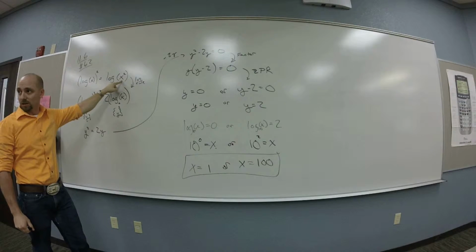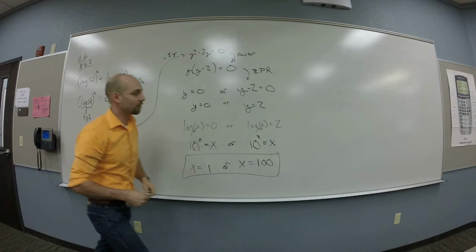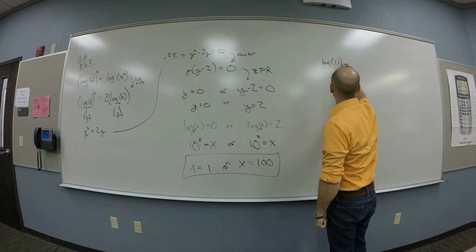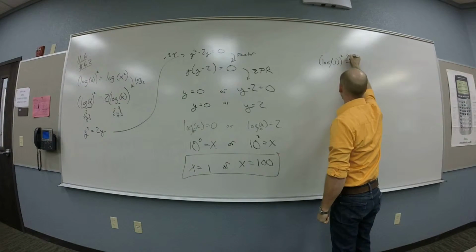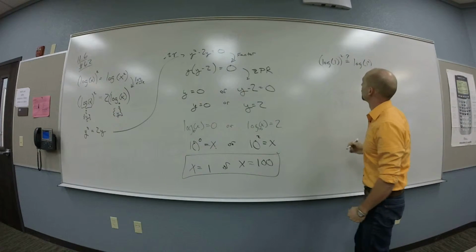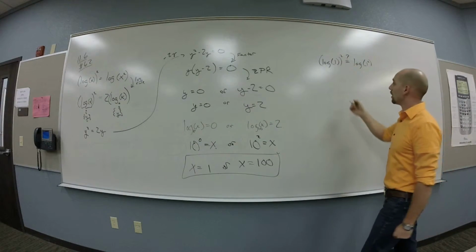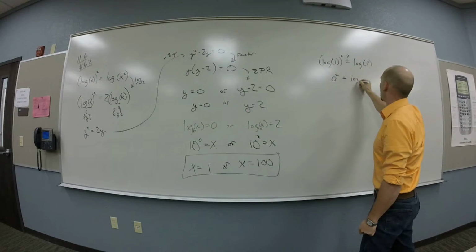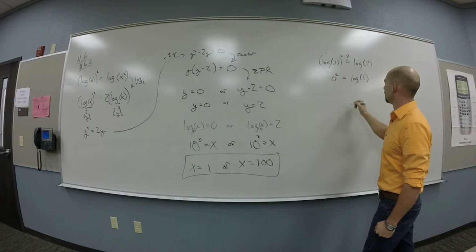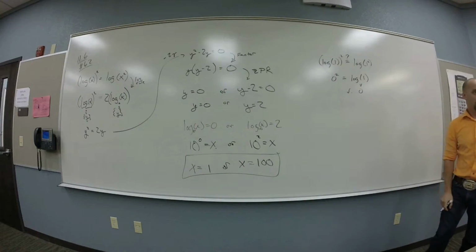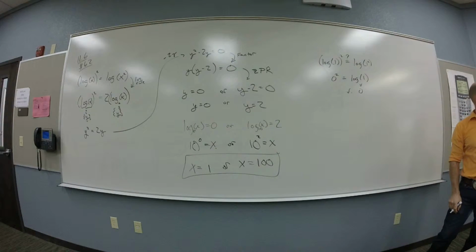You guys see that? Maybe if I were to write down my check, I would write, okay, is log of 1 squared the same as log of 1 squared? Well, this bit's 0 squared, and this bit's log of 1, which is 0, right? Okay, check. You guys see it?